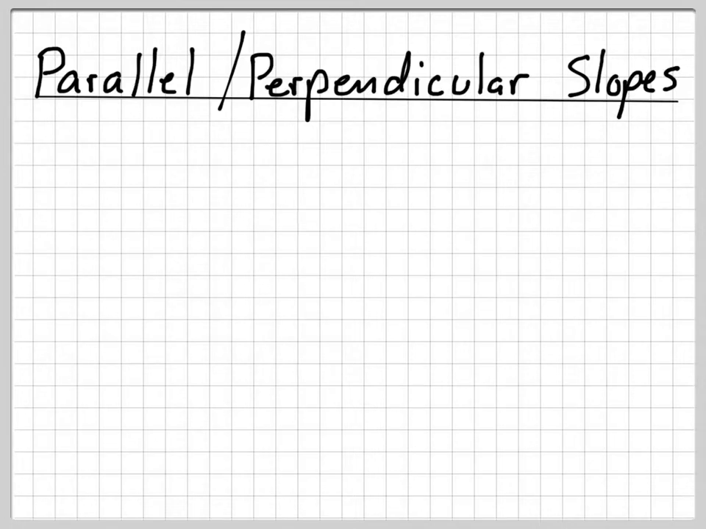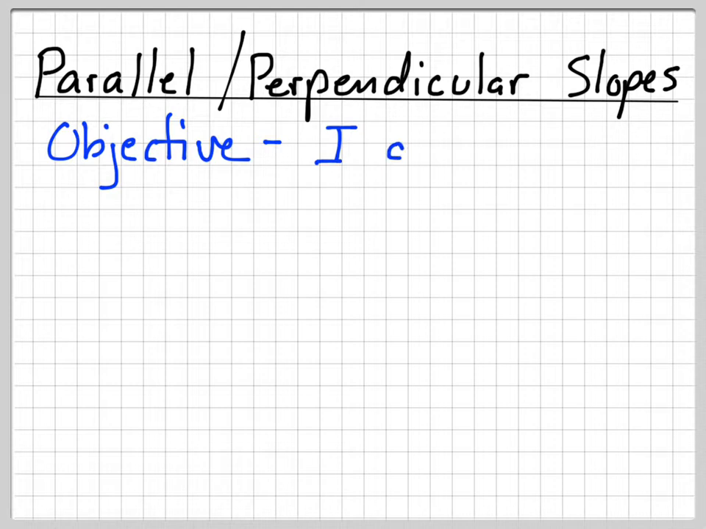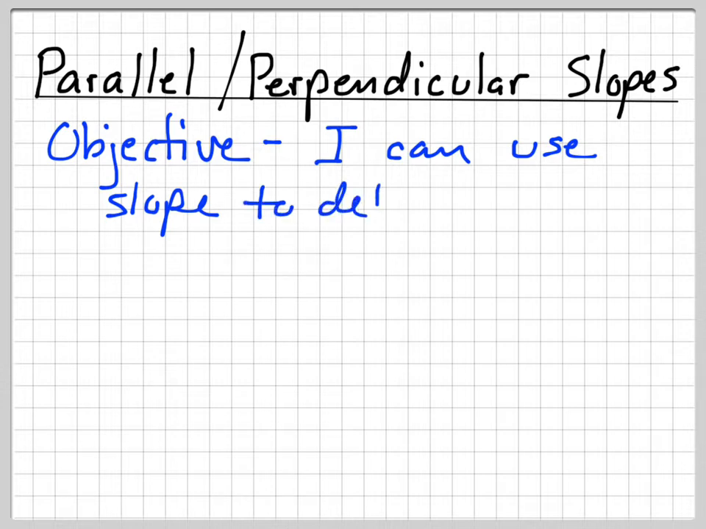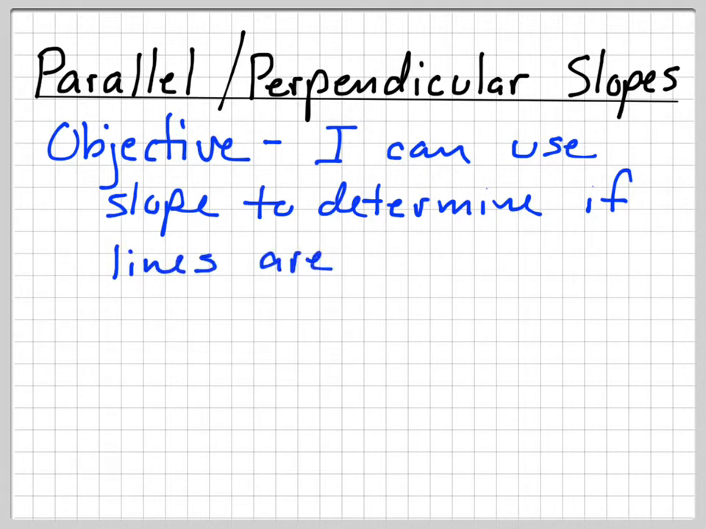Okay, the lesson today is on parallel and perpendicular slopes. The objective is an I can statement always. I can use slope to determine if lines are parallel, and I'm going to use the symbols, or perpendicular.